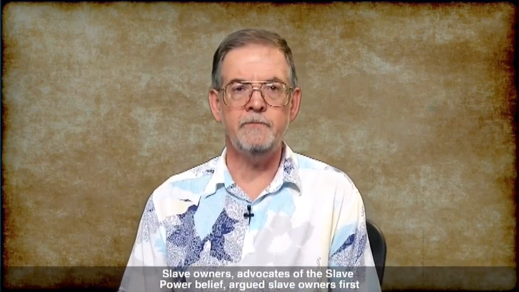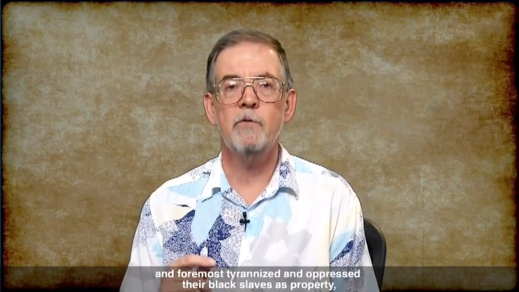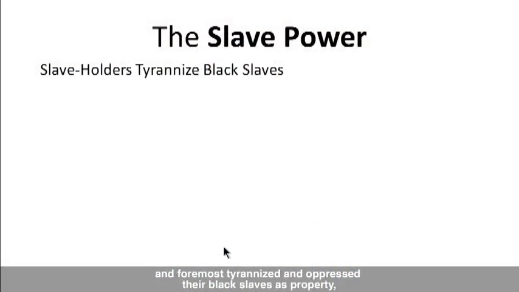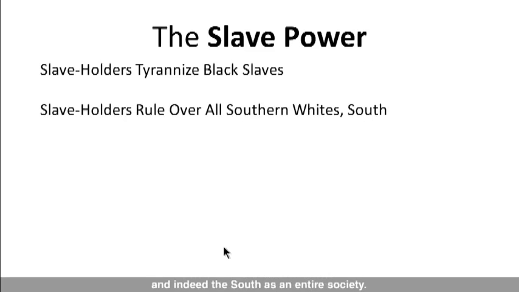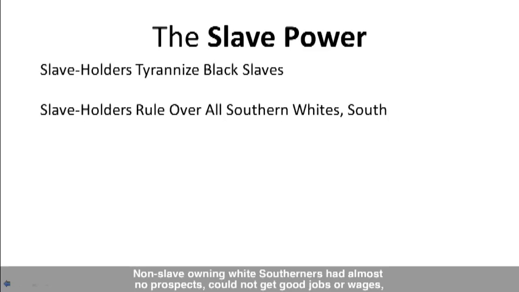Advocates of the slave power belief argued slave owners first and foremost tyrannized and oppressed their black slaves as property, but they also used their power to rule over all Southern whites, and indeed the South as an entire society. Non-slave owning white Southerners had almost no prospects, could not get good jobs or wages because of the slave owners' possession of slave laborers.